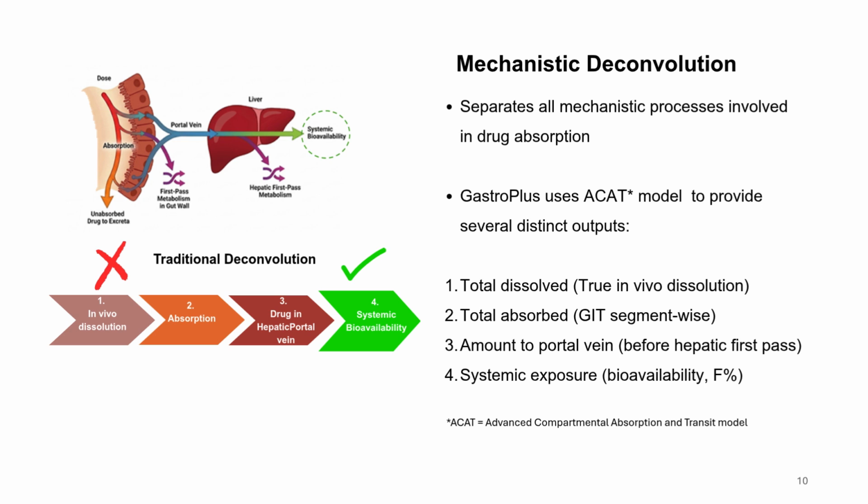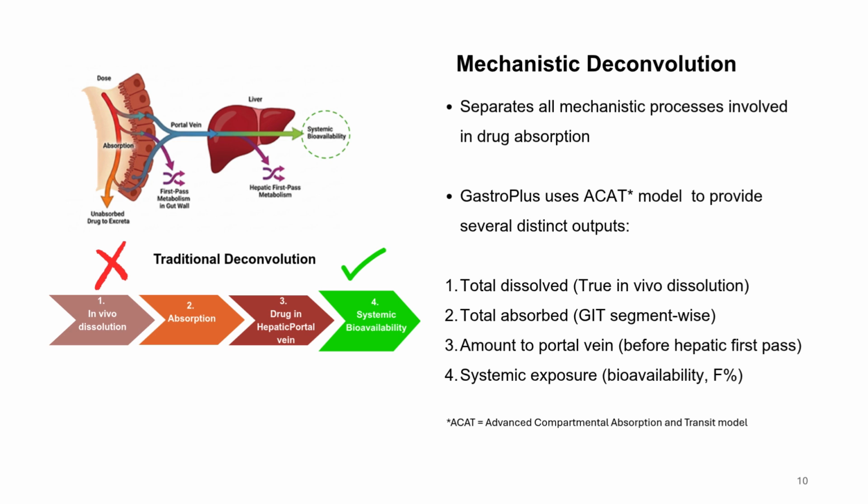Traditional IVIVC estimates cumulative bioavailability, not the true in vivo dissolution time profile. It combines dissolution, gastrointestinal absorption, enterocyte binding, intestinal and hepatic first-pass metabolism, and transporter effects into a single bioavailability parameter. Whereas mechanistic deconvolution gives us the granularity to understand each step independently. It separates all these individual processes involved in drug absorption.